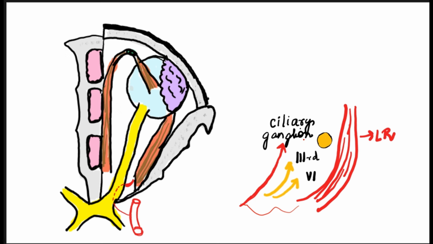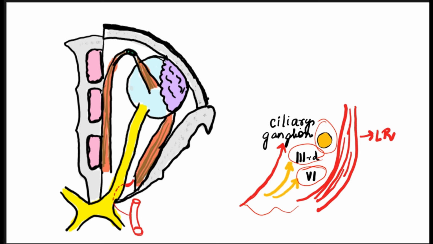Apart from that, the third cranial nerve, which is the oculomotor nerve, and the sixth cranial nerve are also present lateral to the ophthalmic artery, along with the ciliary ganglion. So what are the structures which are present lateral to the ophthalmic artery as it comes out in the lateral compartment? The ciliary ganglion, the third nerve, the sixth nerve, and the lateral rectus muscle.